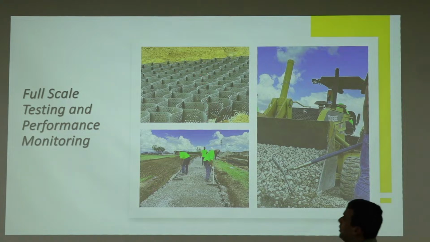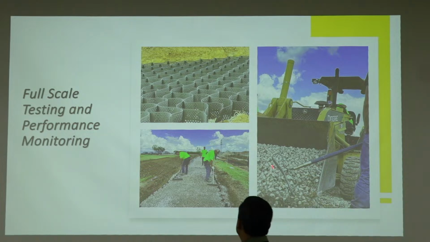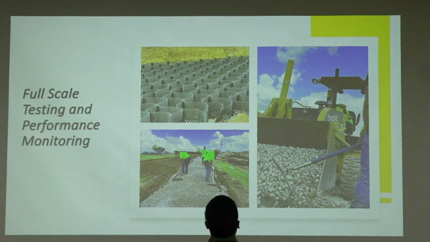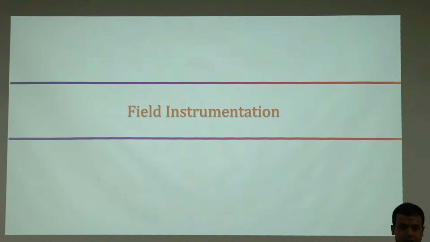Geocells, I don't know if anybody is familiar. Some of you may be familiar. It's almost like a three-dimensional geogrid kind of thing. It relies on hoop stresses to stabilize. So this is actually some geocell work happening in the group, and then I'm going to go to field instrumentation. So this is where the instrumentation part starts.